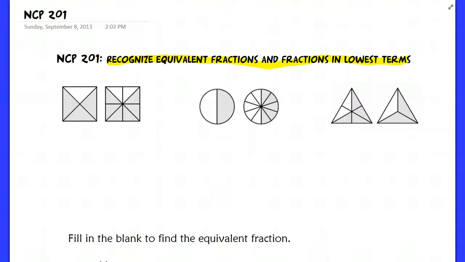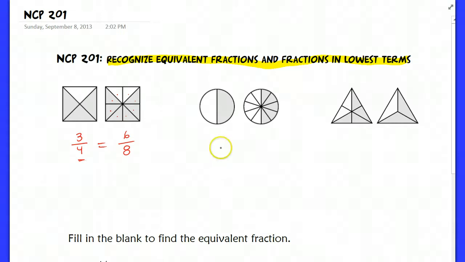So if we take a look at these first two squares here, this first square is cut up into 4 parts. 3 of those parts are shaded, so I have 3/4 of the square shaded in. Now in the second picture, I have more parts. I have 1, 2, 3, 4, 5, 6, 7, 8 parts, and 6 of those parts are shaded in. These are equivalent fractions. 3/4 is the same as 6/8. So our goal is to be able to rewrite this in terms of the lowest amount, which would be 3/4 here.